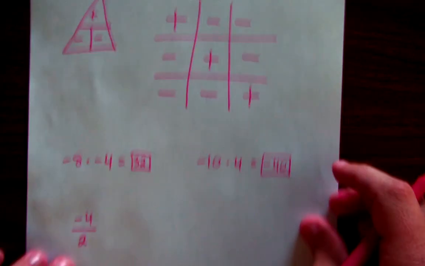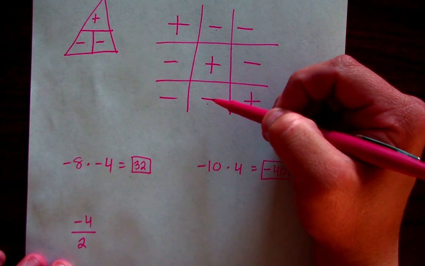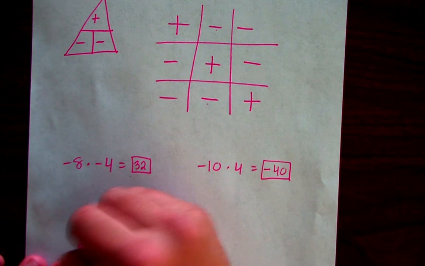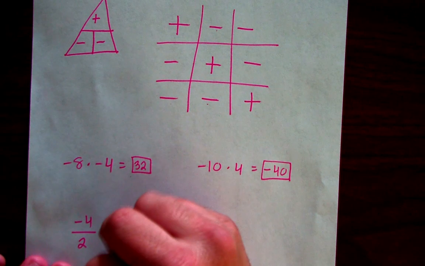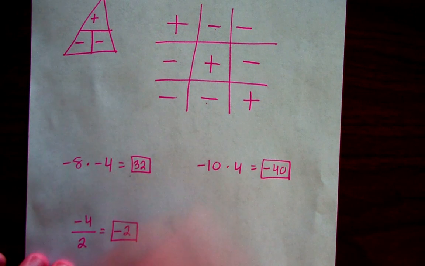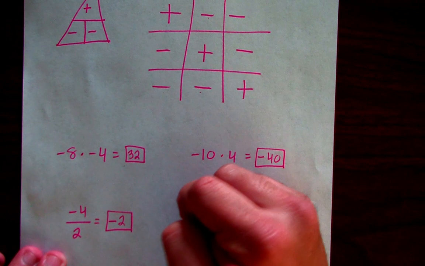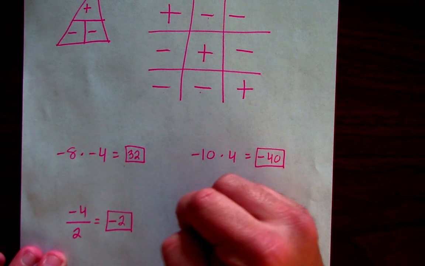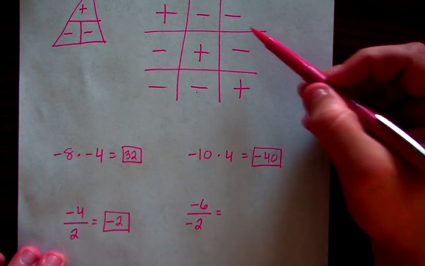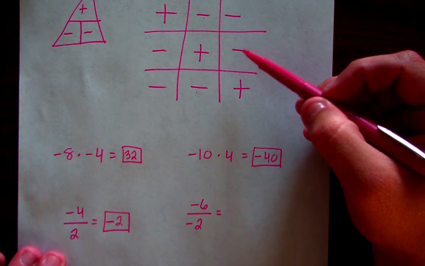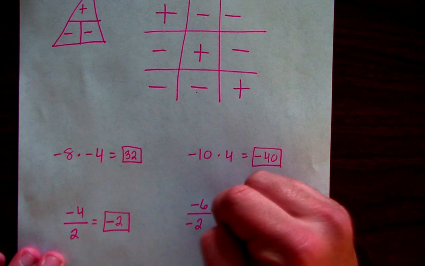So we have a negative divided by a positive, which is a negative. So this answer is negative. 4 divided by 2 is 2. So there's your answer, negative 2. Now let's try this one. Ooh. Negative divided by a negative is a positive. So this answer is positive.